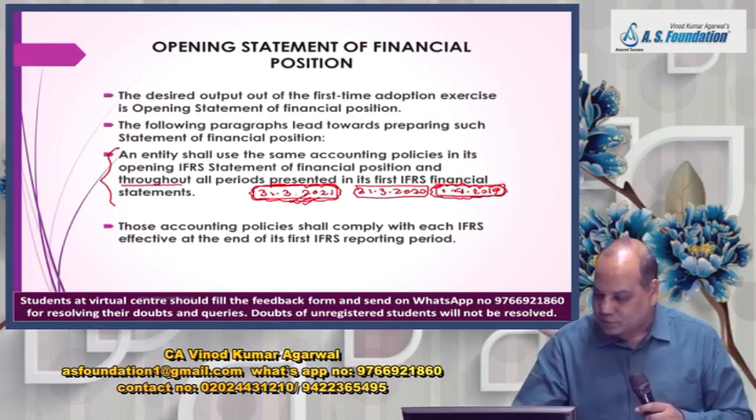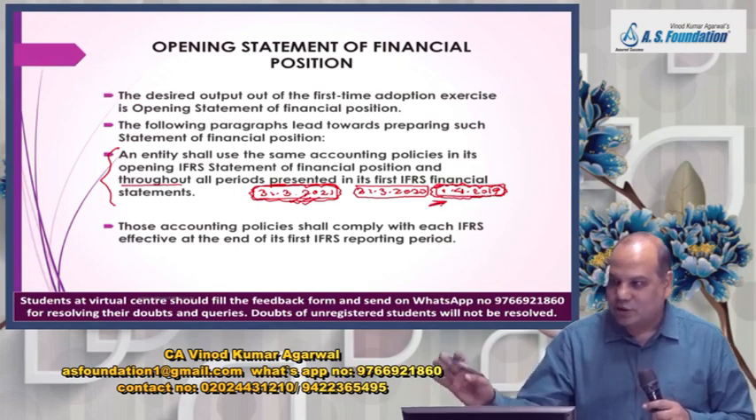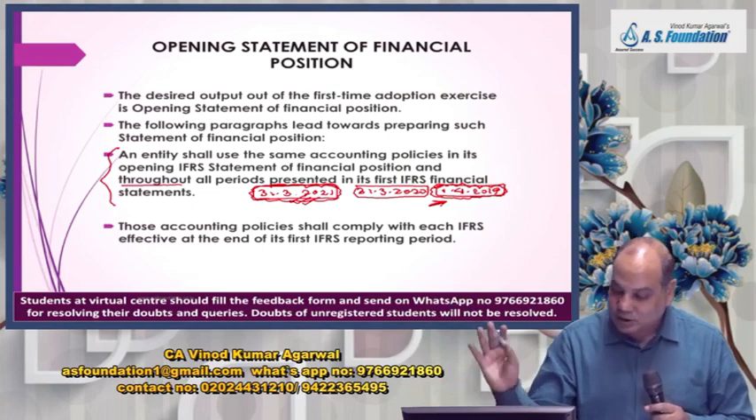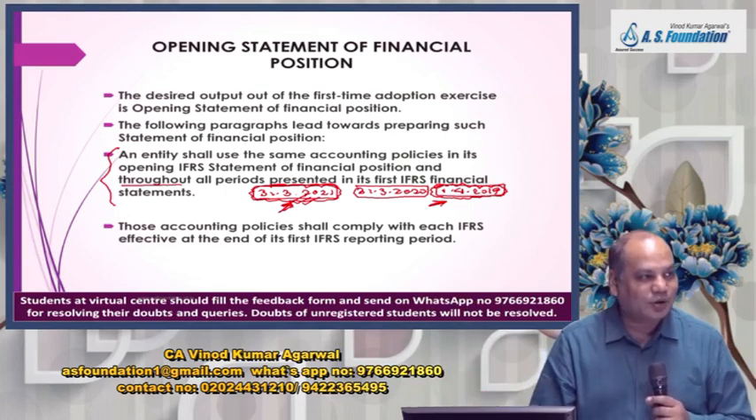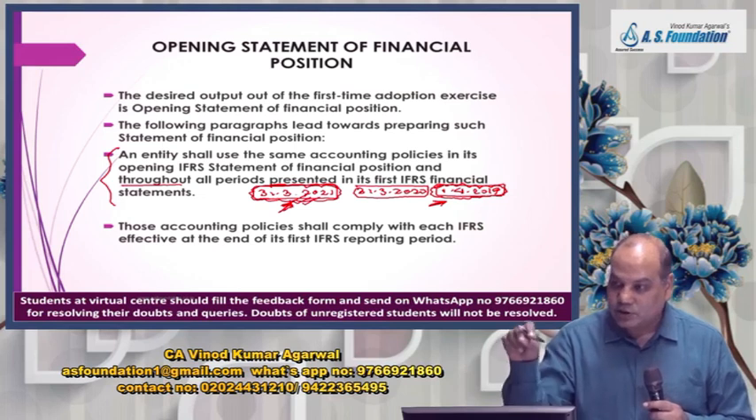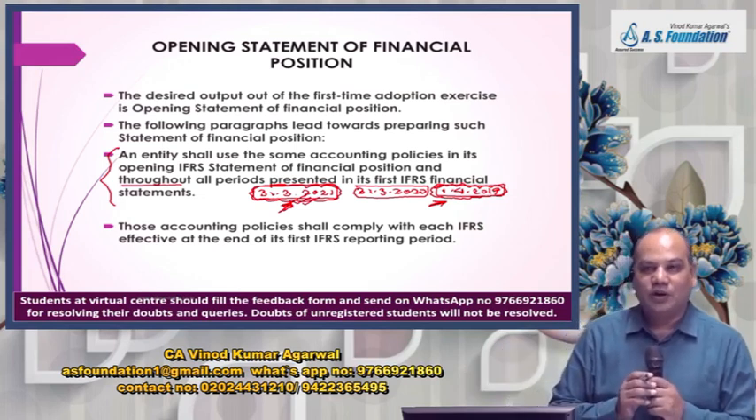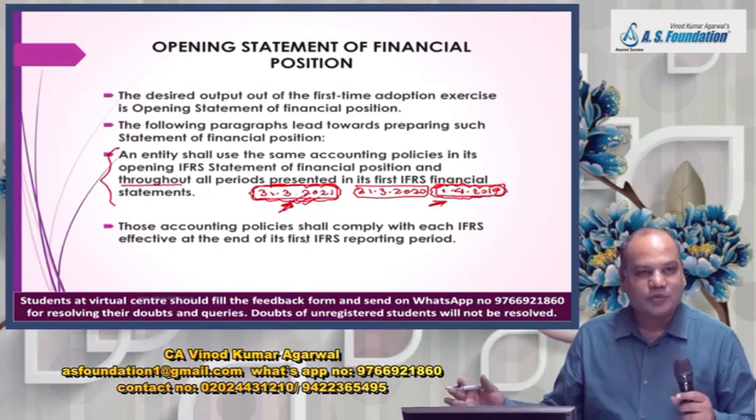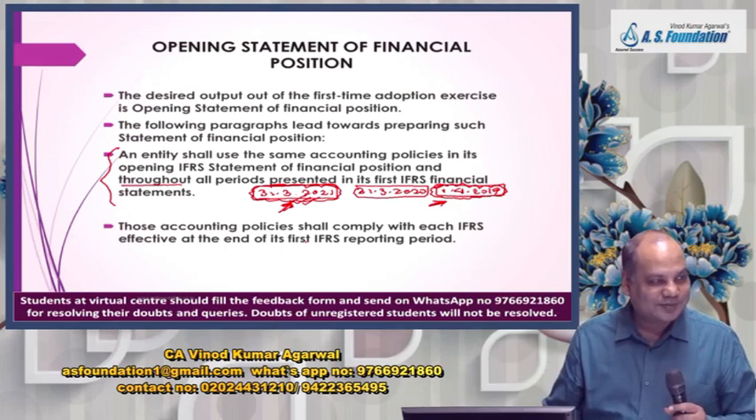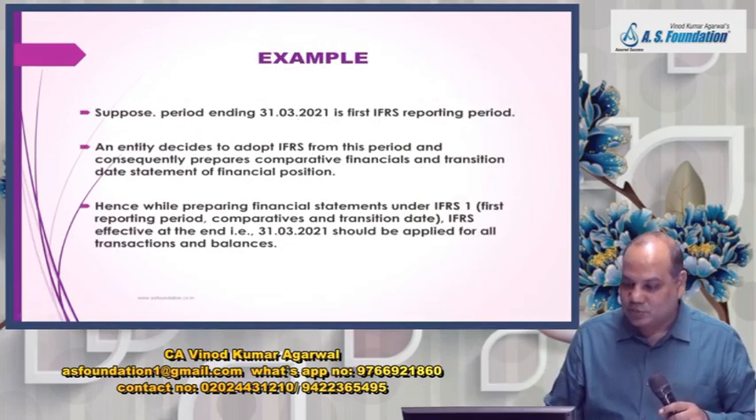Because you can ask, suppose there is a standard on leases on 1/4/19 and that standard has been amended and now there is another standard on leases. Which standard will I follow on 1/4/19? The one which exists on 31st March 2021. Okay. So if you have to adopt something new, then adopt the latest. That is the logic. Now suppose the period ending 31st March 2021 is the first IFRS reporting period.